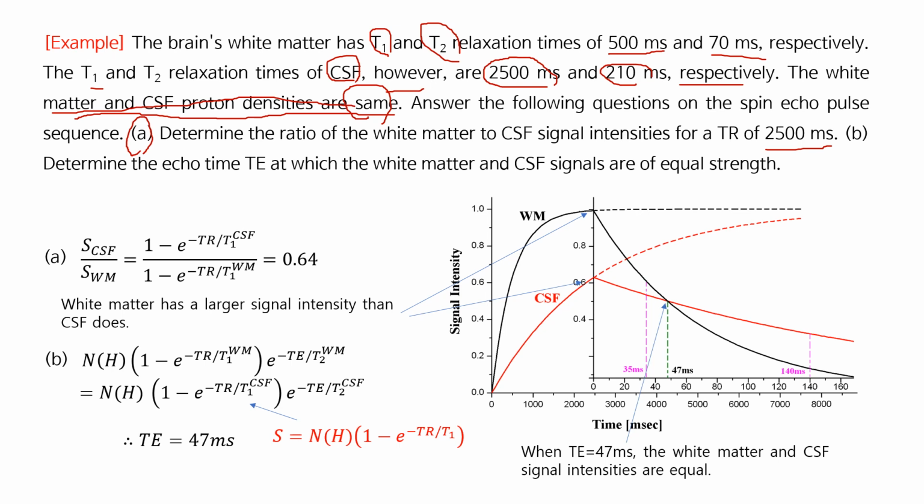Okay, we have the T1 relaxation curve for white matter and the CSF. The T1 relaxation time for white matter is 500 milliseconds, and for CSF, 2000 milliseconds. So the T1 relaxation time of CSF is much longer than that of the white matter. So it takes more time for the protons in CSF to recover their longitudinal magnetization. Okay.